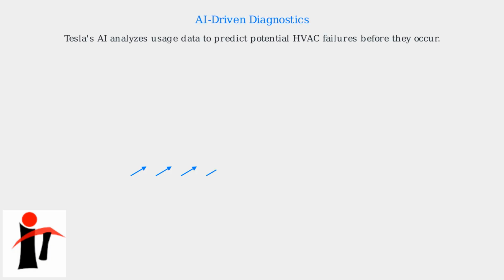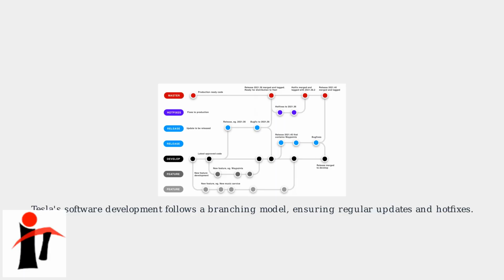Tesla integrates artificial intelligence into its diagnostic systems. The AI monitors driving patterns and vehicle data to predict HVAC component failures. For instance, it can flag low coolant levels before heating performance drops. Behind the scenes, Tesla uses a structured software development process with branches for features, releases, and hotfixes. This allows rapid deployment of fixes for HVAC issues through over-the-air updates. To maximize your vehicle's performance, always install available software updates. This ensures you receive the latest AI diagnostics and HVAC optimizations.